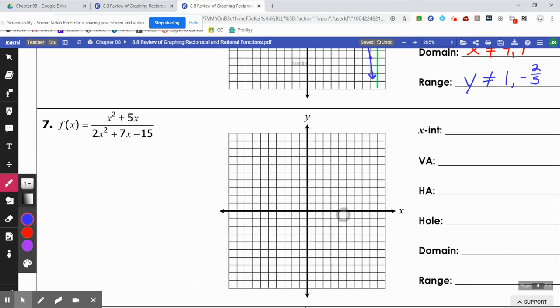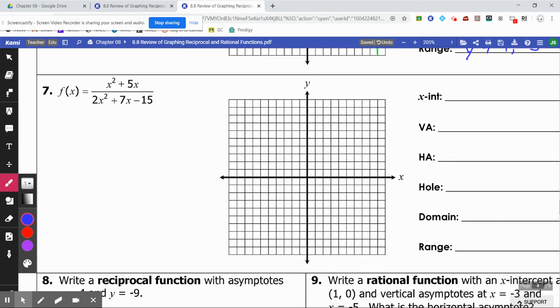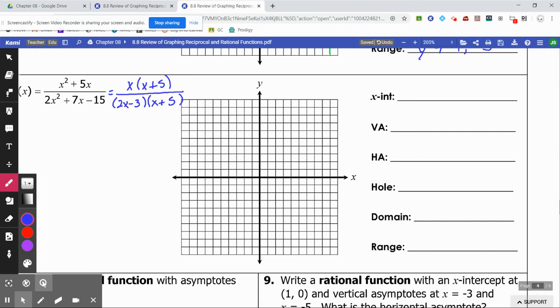Next up, again, let's factor first. Now on the bottom, we will have to use slip and slide, but I'm going to go ahead and factor it. And there's your factored form. Again, I just factored an x out on top, and used slip and slide on the bottom. My domain restrictions: x cannot be 3/2 when you set 2x minus 3 equal to 0, or negative 5.